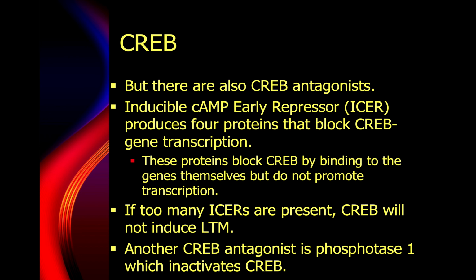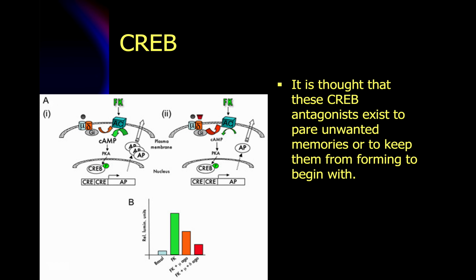Another CREB antagonist is phosphatase 1, which inactivates CREB. It is thought that these CREB antagonists exist to erase unwanted memories or to keep them from forming to begin with.